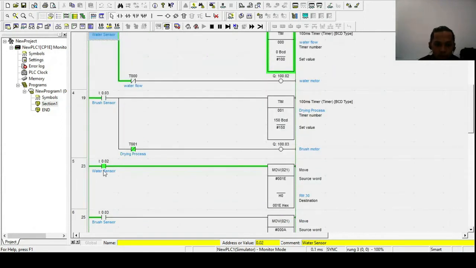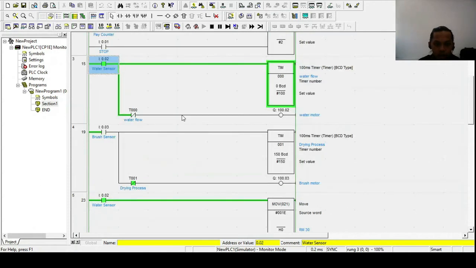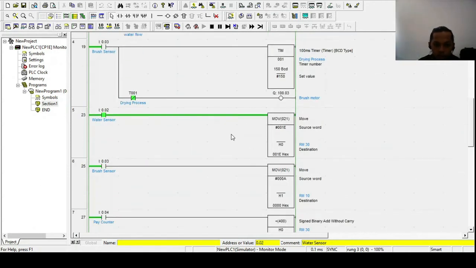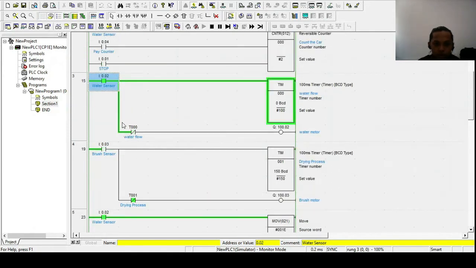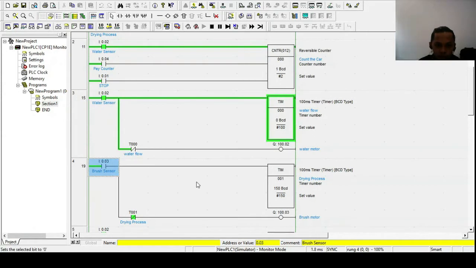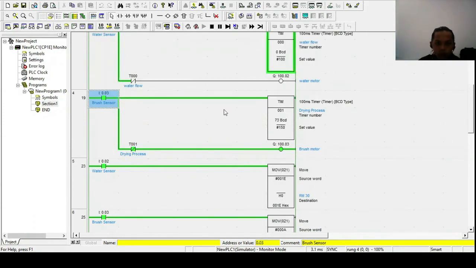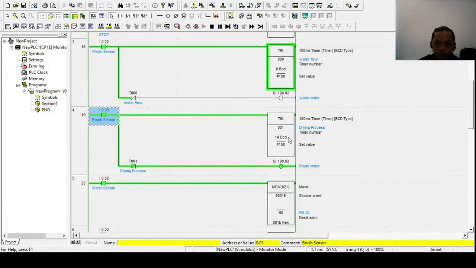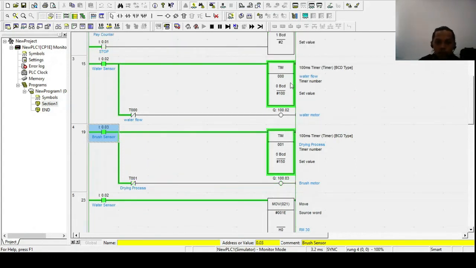Before that, when the water sensor detected the car for the washing process, we tell the customer that it is 30 ringgit for the washing process. For the drying process, it takes about 50 seconds to dry the car after washing. We use a shorter time for this simulation. I think in the real world, washing may take about 10 minutes, and the drying process is longer, about 50 plus minutes like that.